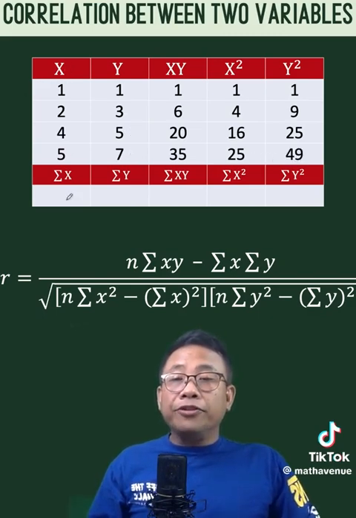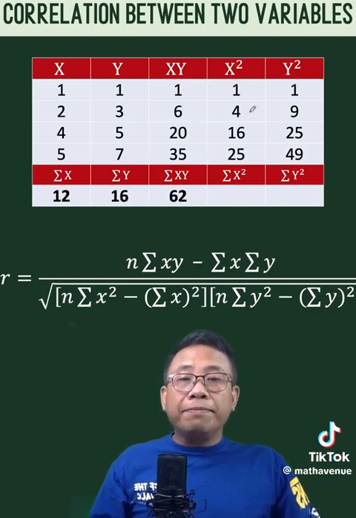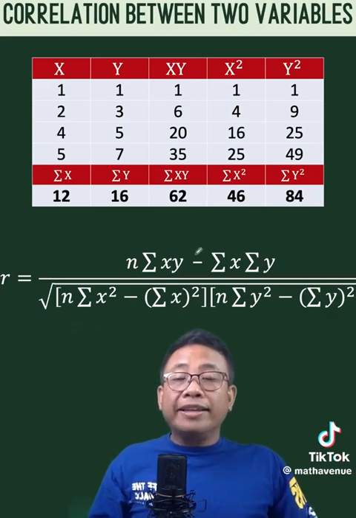Then we compute for the column total. 1 plus 2 plus 4 plus 5 is 12. 1 plus 3 plus 5 plus 7 is 16. 1 plus 6 plus 20 is 27 plus 35 is 62. 1 plus 4 plus 16 is 21 plus 25 is 46. 1 plus 9 plus 25 is 35 plus 49 is 84. Then from here, all the rest is just substituting these values into the formula.